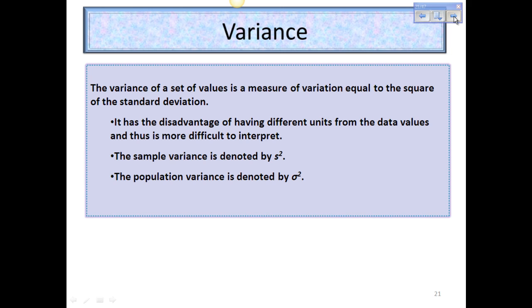So, sample standard deviation was S. To find variance, square it. Population standard deviation was sigma. To find the variance of the population, square it.